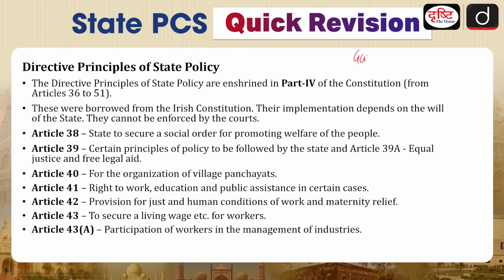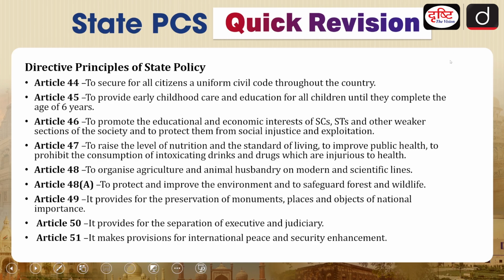One is based on Gandhian principles, the second is based on Nehruvian principles, or you can say liberal intellectual principles. And the third one is socialist principles. I hope that is clear. So DPSPs can be divided into Gandhian principles, liberal intellectual principles, and socialist principles.